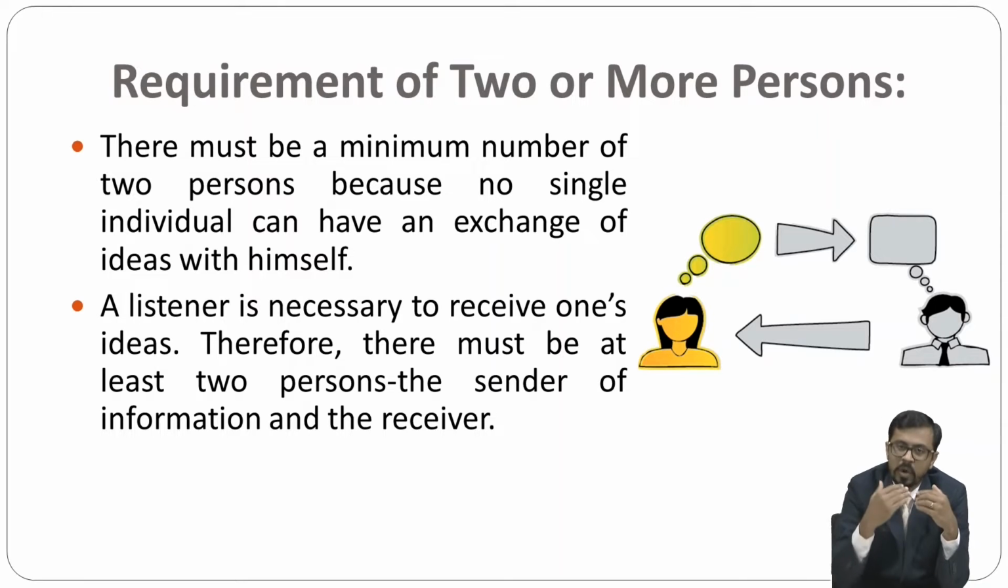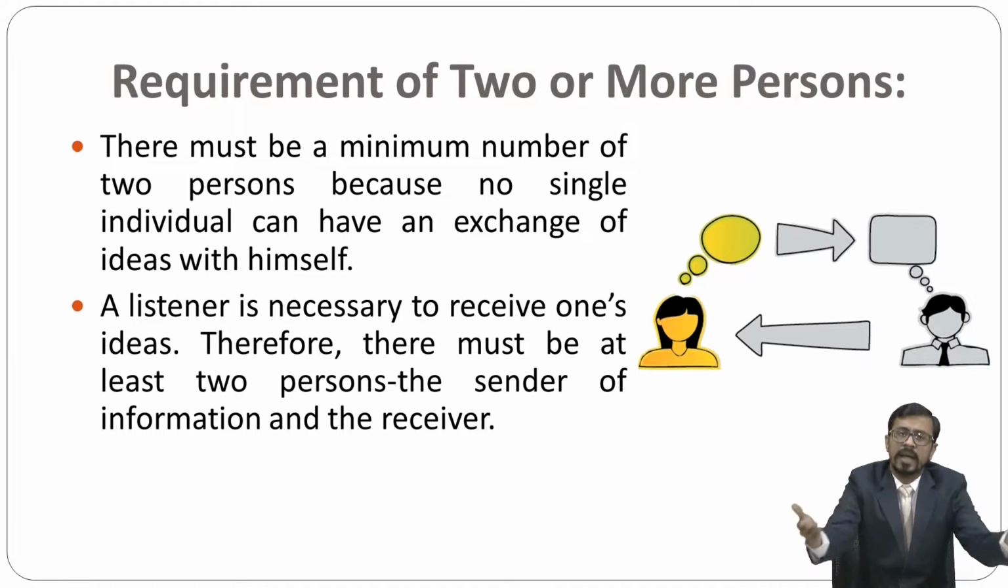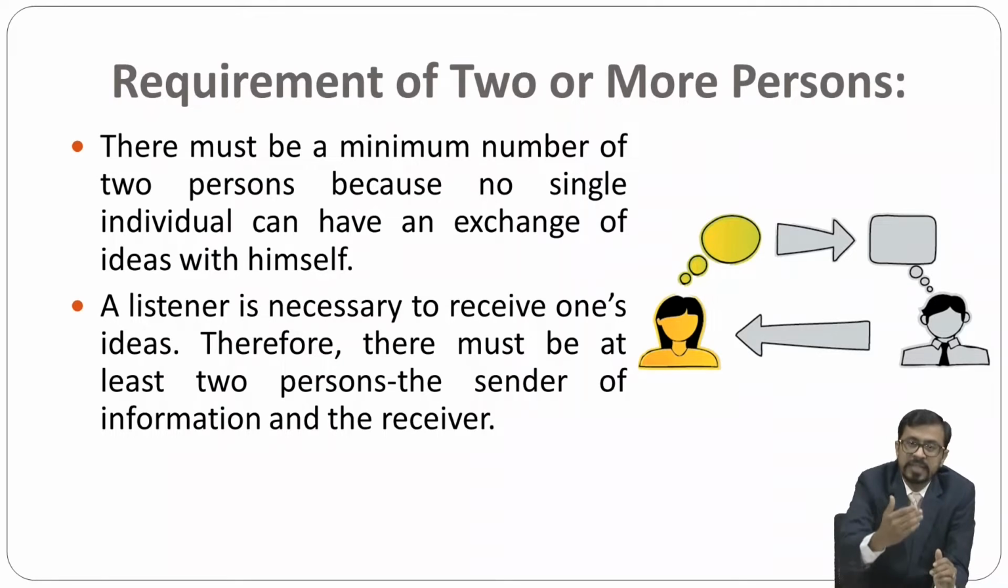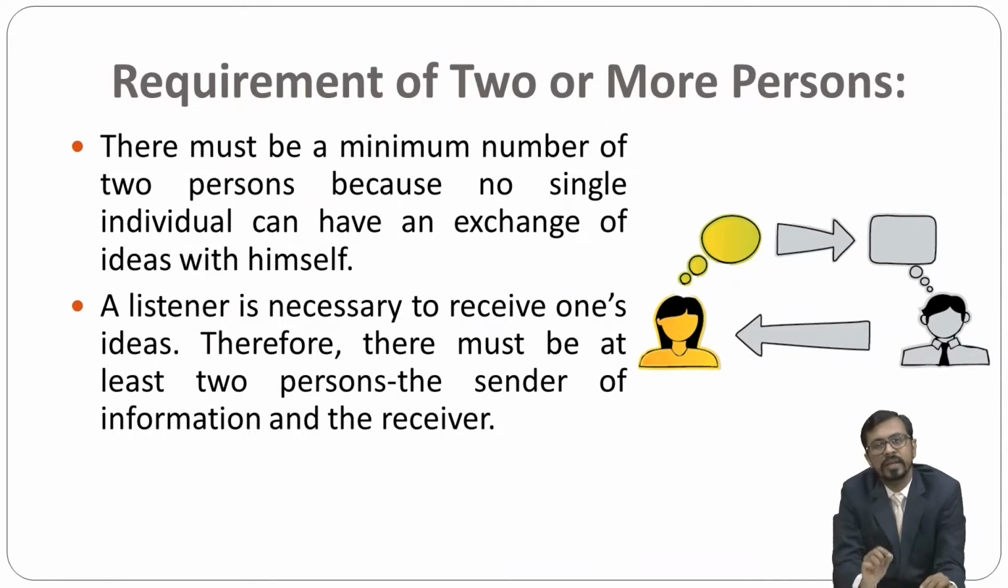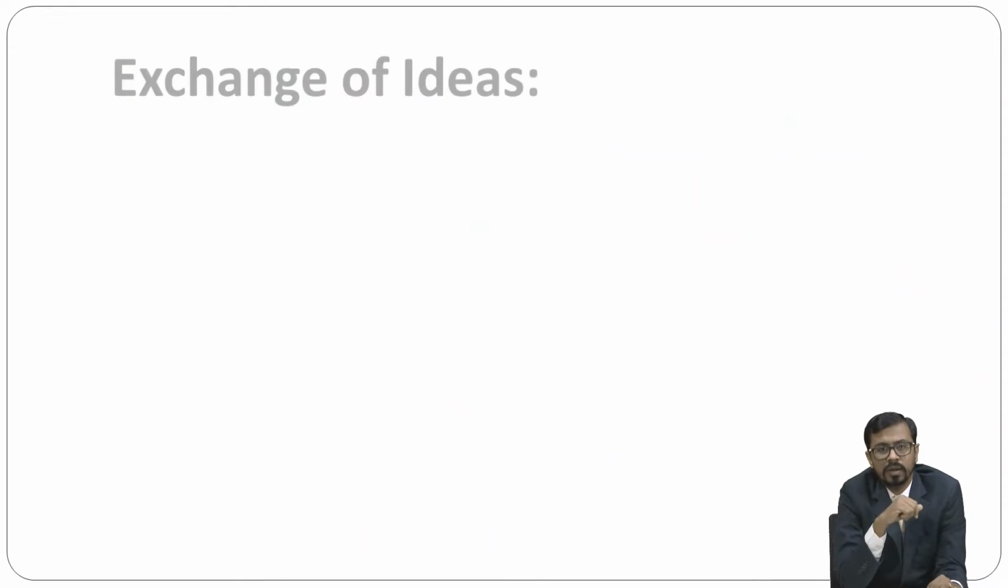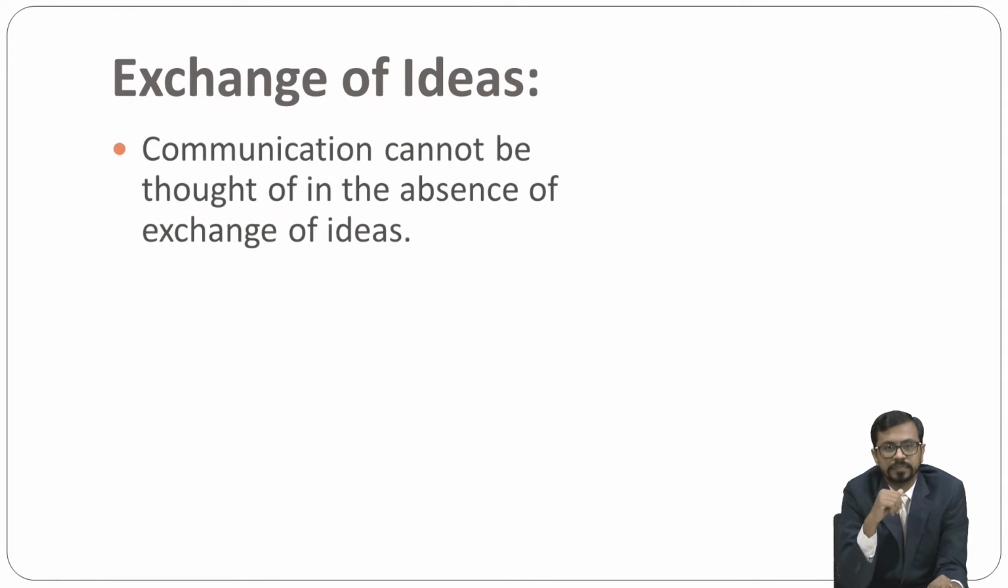For example, right now, if I am communicating, I am the sender. If it was a classroom of all the students present here in front of me, that would have been a group of people who would be the receiver. If you are receiving this lecture individually, then you would be an individual receiver. So, as I have already said, the receiver can be an individual, a group of people, or an organization. Similarly for the sender.